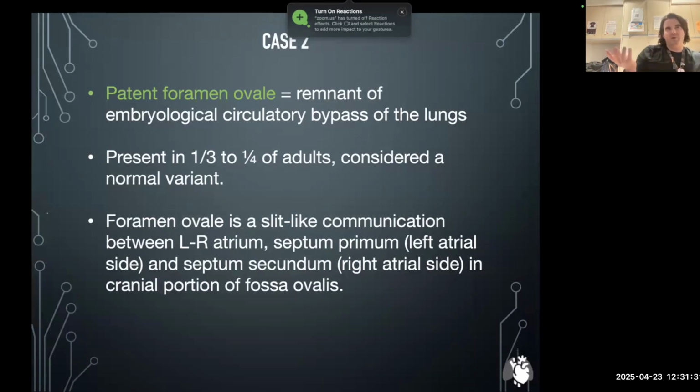And these PFOs, they are a slit-like communication between the intra-atrial septum. They have the secundum, which is on the right side. They have the primum, which is on the left side. And usually this closes, but it can transiently open, particularly when you have an elevation in right-sided pressures, like in a PE, for example, or a Valsalva, for example, can transiently increase the right side, and then you'll get shunting.